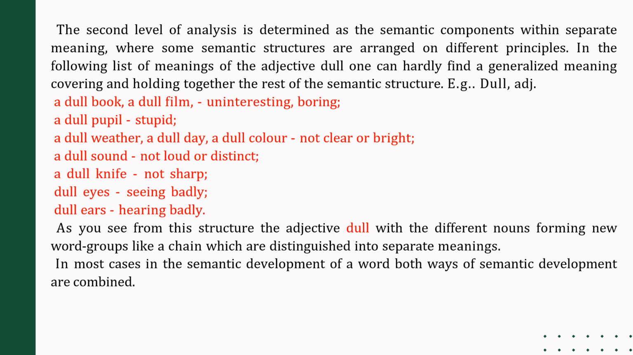A dull book, a dull film means uninteresting, boring. A dull pupil, a stupid pupil. Dull weather, a dull day, a dull color, not clear or bright. A dull sound, not loud or distinct; a dull knife, not sharp; dull eyes, seeing badly; dull ears, hearing badly. As you see from this structure, the adjective dull with different nouns forms new word groups like a chain, which are distinguished into separate meanings. In most cases, in the semantic development of a word, both ways of semantic development are combined.